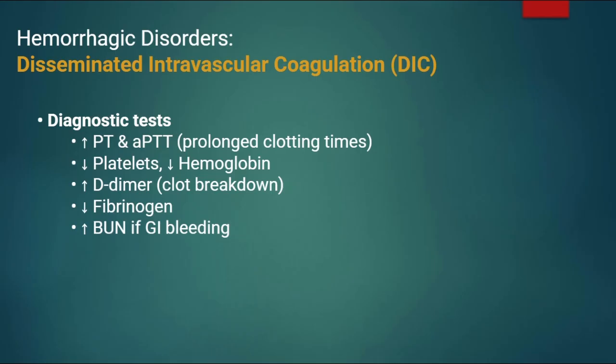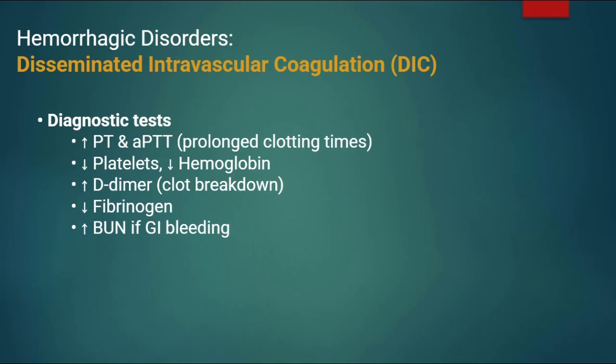Now let's look at the diagnostic test for disseminated intravascular coagulation, or DIC. DIC is diagnosed through a combination of lab findings rather than a single test. First, prothrombin time, or PT, is prolonged, which means blood is taking longer to clot. Similarly, the activated partial thromboplastin time, or aPTT, is also prolonged, showing that both intrinsic and extrinsic clotting pathways are affected. The platelet count is typically low because platelets are being used up in widespread clotting. Hemoglobin levels may drop due to ongoing bleeding. One key marker we look for is the D-dimer, which is elevated.